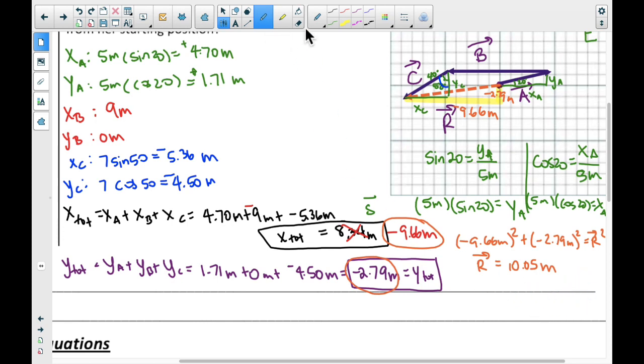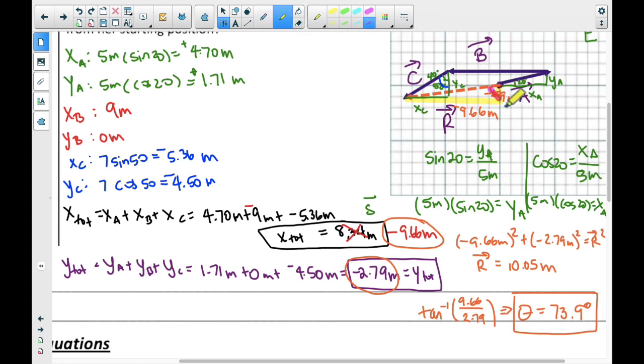We now have to do the inverse tangent to find the angle. And so once again, I'm going to be using these two numbers, 9.66 and 2.79. So when I do my inverse tangent, I get 73.9 degrees. The angle that I was paying attention to, I was calling this my theta. It might actually make more sense to call this angle up here to end our answer. So let me subtract that from 90. And when I subtract that from 90, I get 16 degrees.